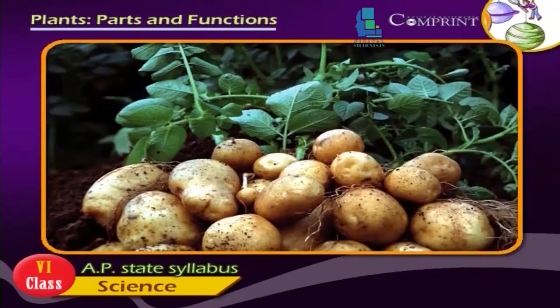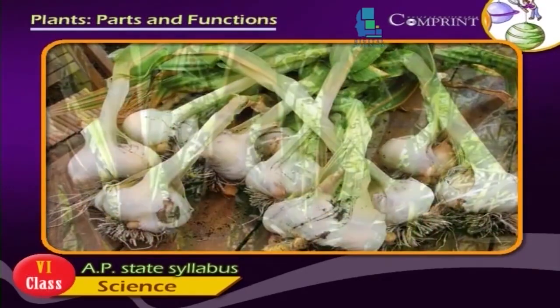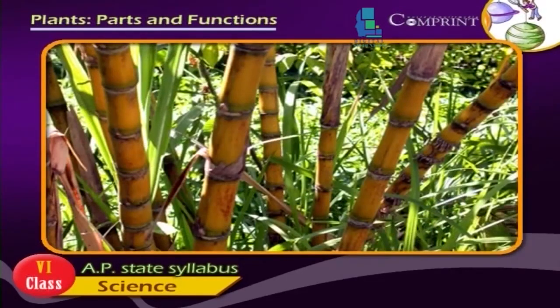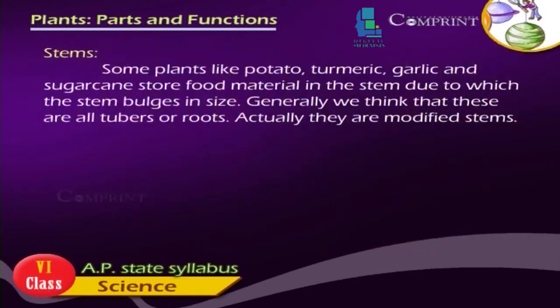Some plants like potato, turmeric, garlic and sugarcane store food material in the stem, due to which the stem bulges in size. Generally, we think that these are all tubers or roots. Actually, they are modified stems.